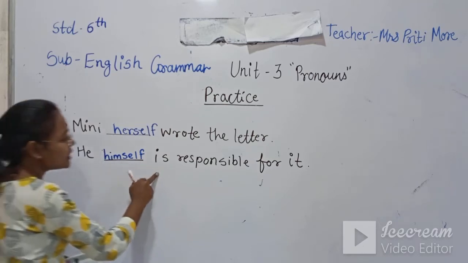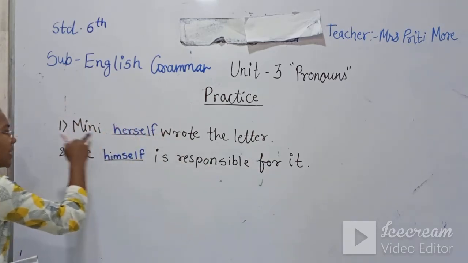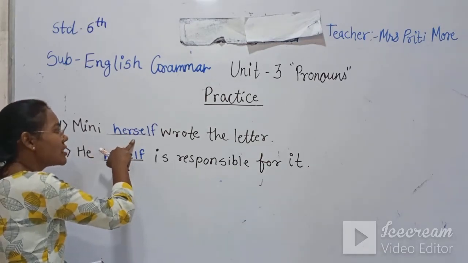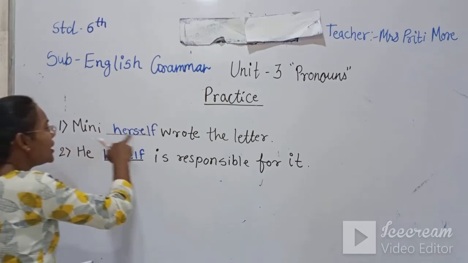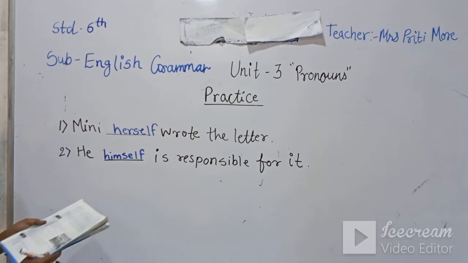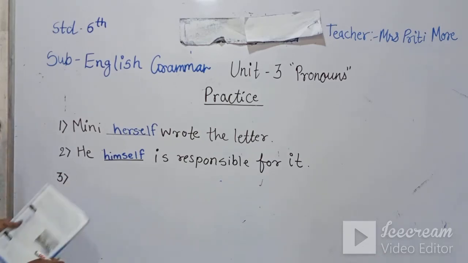He himself is responsible for it. And in first, Mini, herself, this is also third person, she. So for she we use herself, reflexive pronoun. Mini herself wrote the letter, and in second, he himself is responsible for it. Now let's see the third sentence.